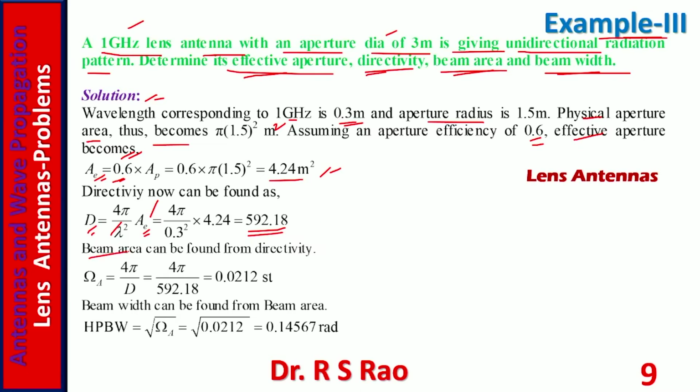Beam area can now be determined from directivity. Beam area is 4 pi over directivity D. In the present case, it is 0.0212 steradian. Beam width can be found from beam area using this relation: half power beam width is the square root of omega A. Since beam area is available, half power beam width can be determined. It is 0.14567 radians in the present case.